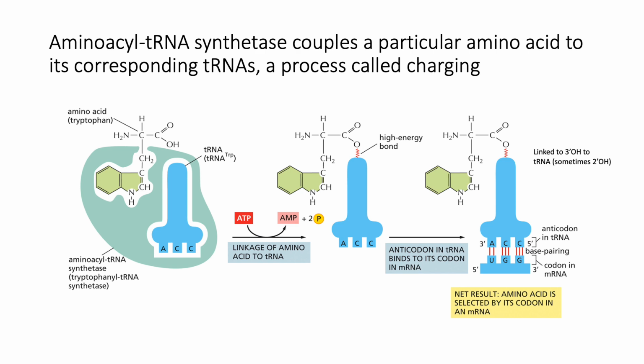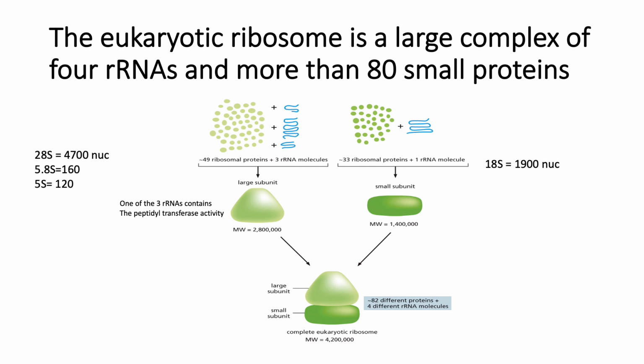Now let us move on and just look a little bit at the ribosome. The ribosome is an enormous complex. Actually, it's a ribonucleoprotein complex. Why is it a ribonucleoprotein complex? Because there's RNA molecules and protein together. So the eukaryotic ribosome is a large complex of 4 ribosomal RNAs and more than 80 different proteins. And they come together to form these large subunits. There's what's called a small subunit, and then there's a large subunit.